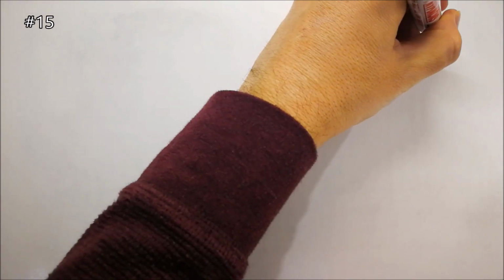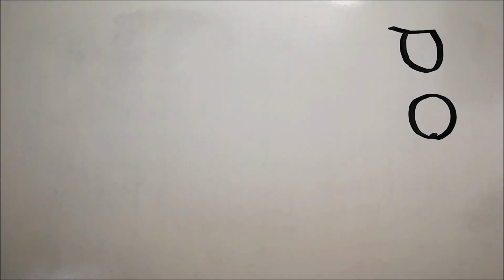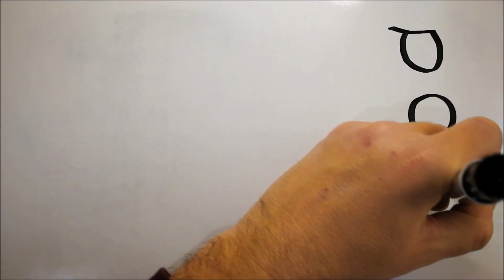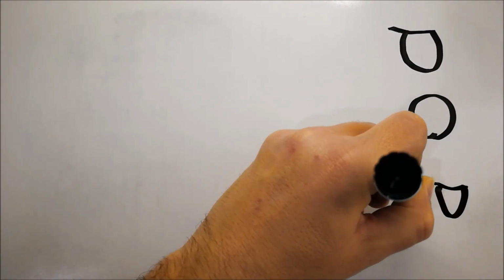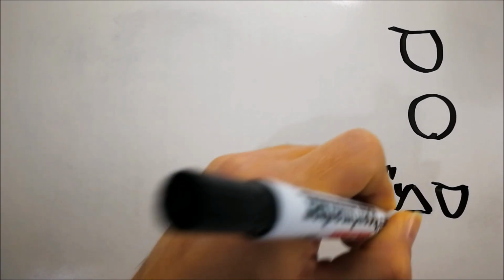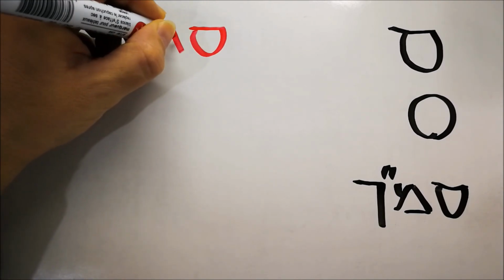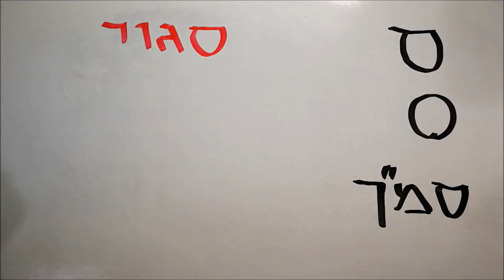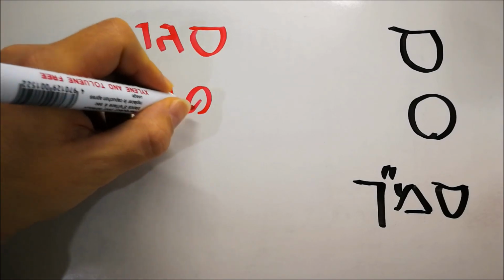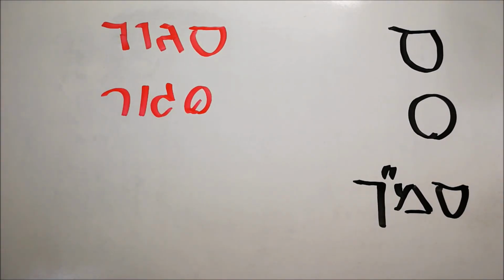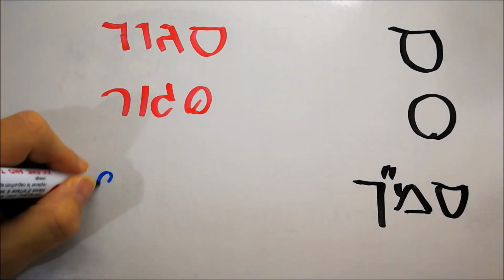The next letter is Samekh. This is how you write Samekh in print and in handwriting. This is how you spell the letter Samekh. A word example for the letter Samekh is סגור. סגור means closed in English.